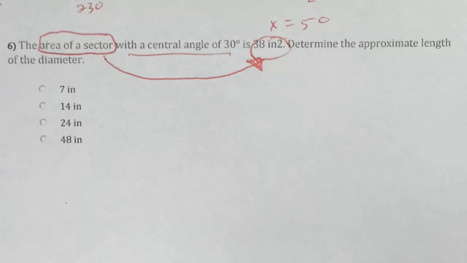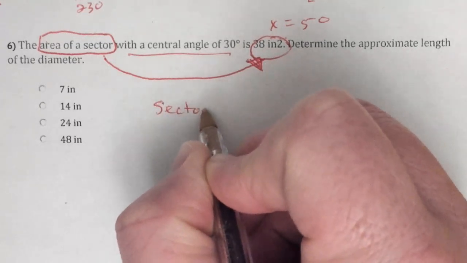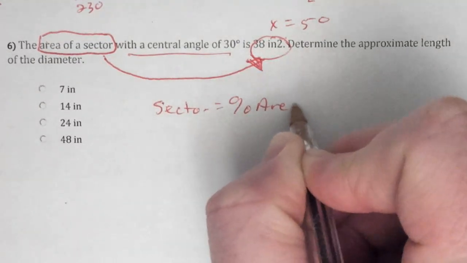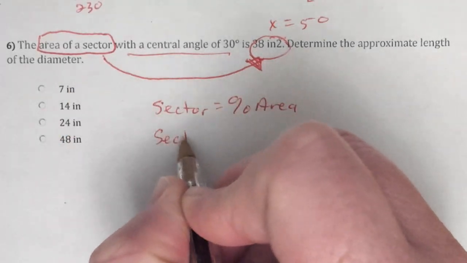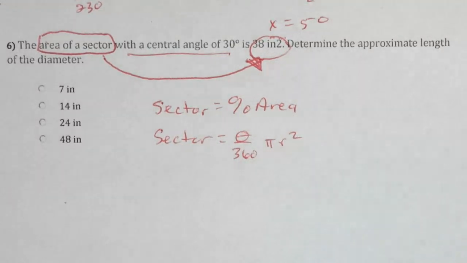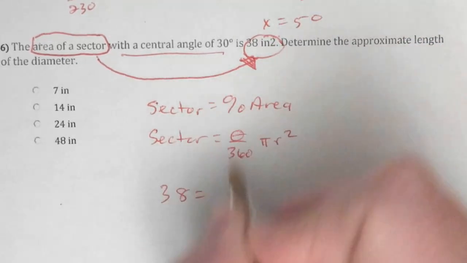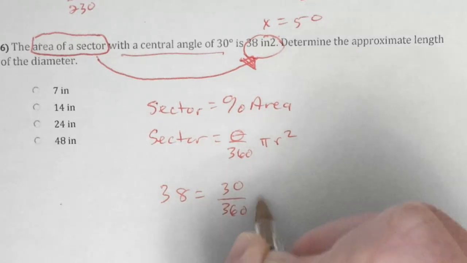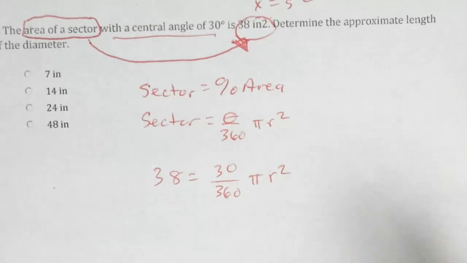Okay, so there's a couple different ways how to do this. One way is the actual algebraic way. So we know that sector is equal to the percentage of the area. So the sector equals the angle over 360 pi r squared, right? We know that the sector is actually this. So 38 is equal to the angle, which is 30, over 360 pi r squared. So I'm just showing you one way how to do this.